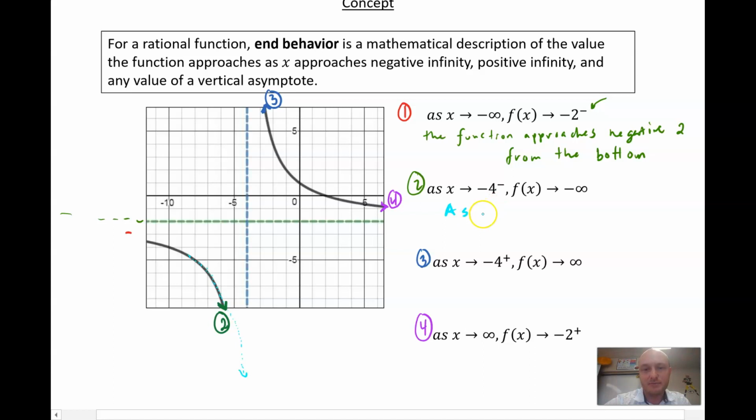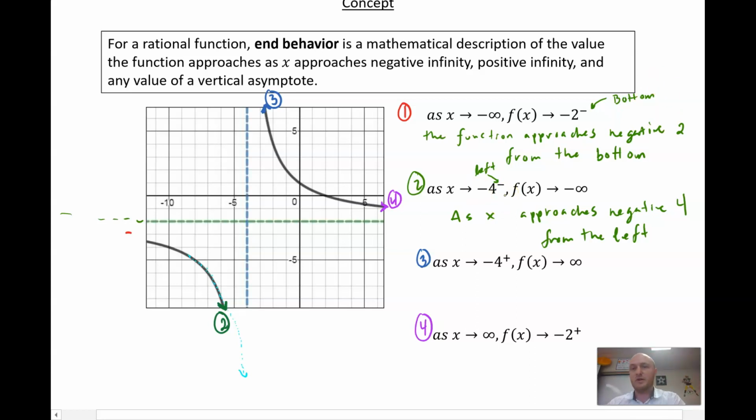So as x approaches -4, I want this to be green. Now what side of the asymptote is it approaching from? Well, it's approaching from the left. So that's why I use this. Here's the left, that means the left. If it's a negative, it means bottom if we're talking about vertical, and if we're talking about horizontal, we talk left or right.